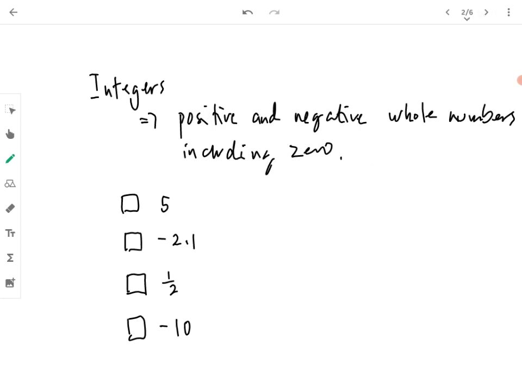When we say integers, these are just the set of all positive and negative whole numbers. The keyword is that integers are just whole numbers, except that they do not only include positive but also negative whole numbers, including 0. So 0 is neither negative nor positive, but it's an integer. 5 is a positive whole number, so this is an integer.